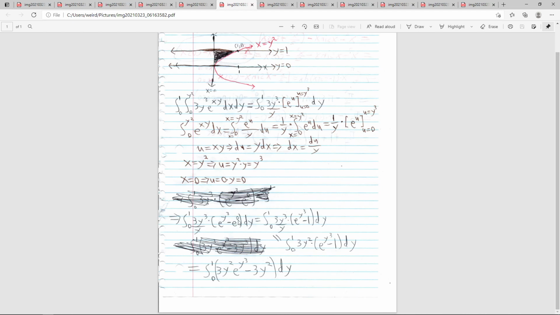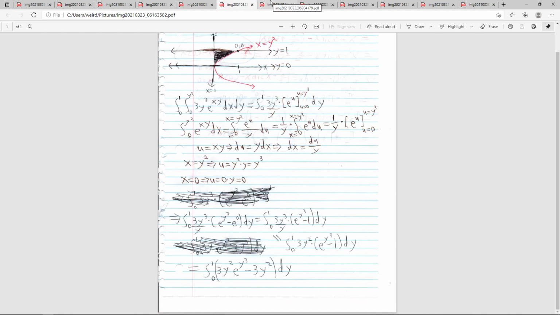So it's e to the y cubed minus e to the 0 dy. Eventually you get e^(y cubed) minus 1. We're going to leave it in that form and have 3, so I'm still dividing by y. So 3y squared times (e to the y cubed minus 1) dy. Then I guess we multiply it in now: 3y squared e to the y cubed minus 3y squared dy.